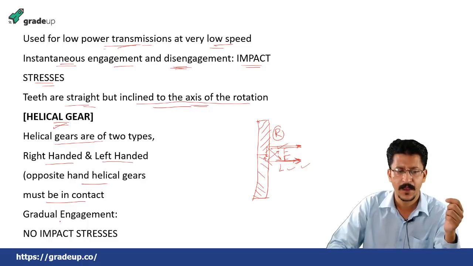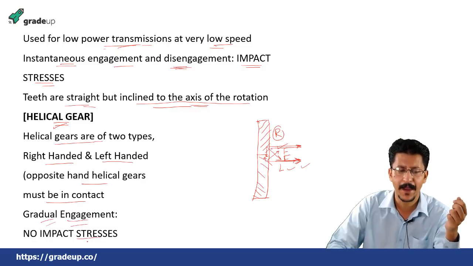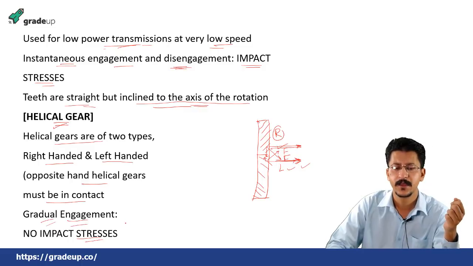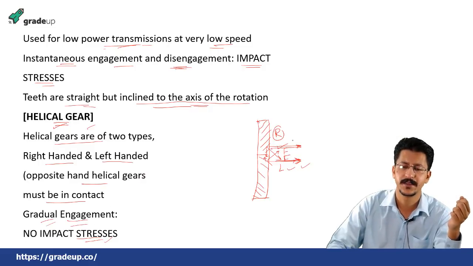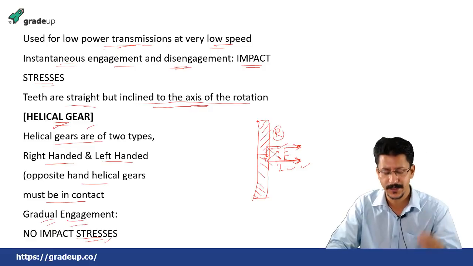And there is a gradual engagement. The teeth of the two mating gears do not engage and disengage instantly, but there is a gradual engagement and disengagement. So impact stresses are not present. This is one of the most important properties of this helical gear, that impact stresses are not present. There is a problem of this axial thrust, but we have a solution to this.